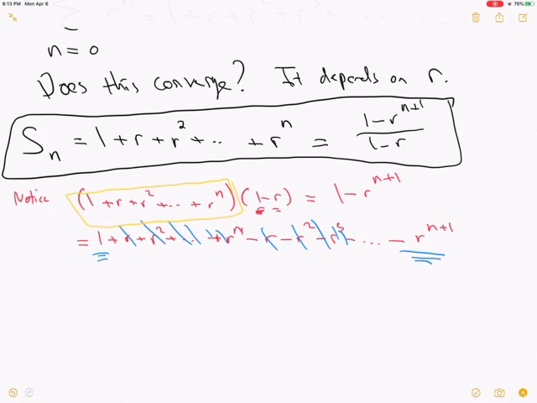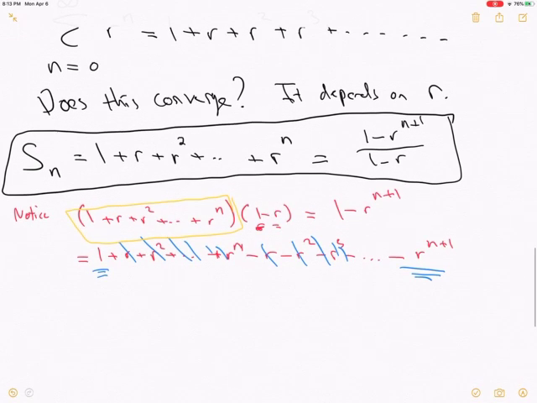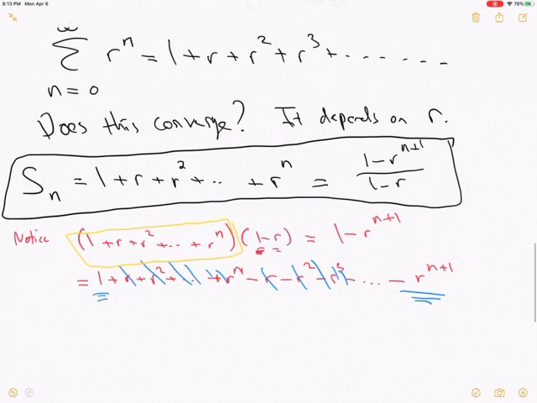This isn't true in general. This is just for this one example, that if we want to sum up the first n plus 1 terms of the geometric series, there's a very nice formula for it.